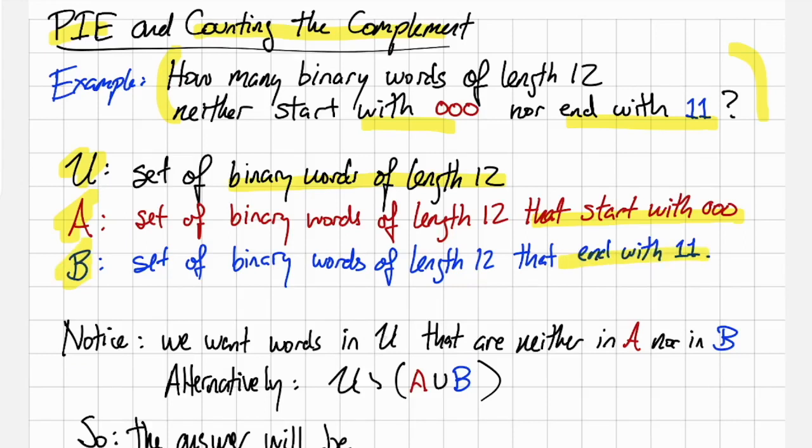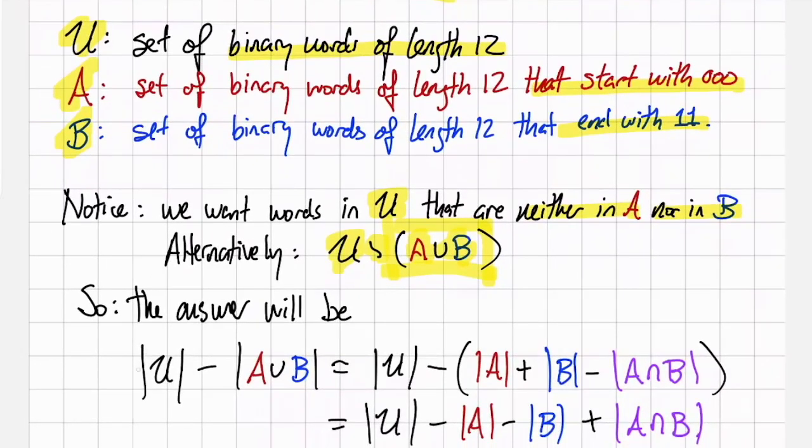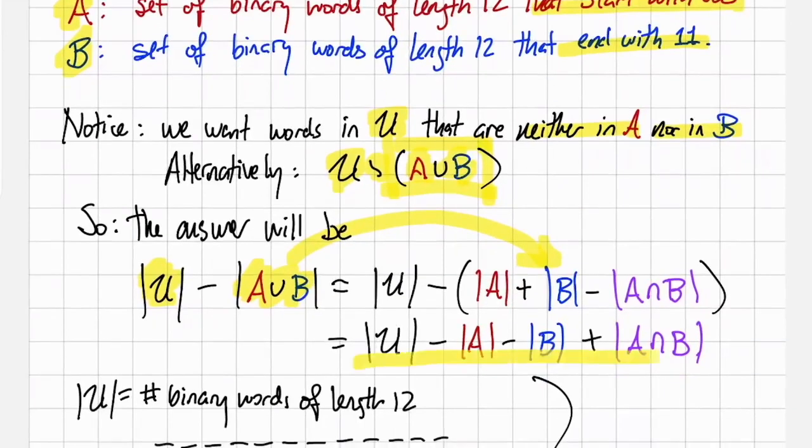The question wants words in the universe that are not in A and not in B. In other words, we want the set of all binary words that are not those that start with 000 or end with 11. And if you look at this, A union B, that's a clear case for using the principle of inclusion-exclusion. We then recognize that the number of words in this set is going to be the number of words in the universe minus the number of words in the union, for which we can apply the principle of inclusion-exclusion and get this formula. Each of these sets is easy to count.